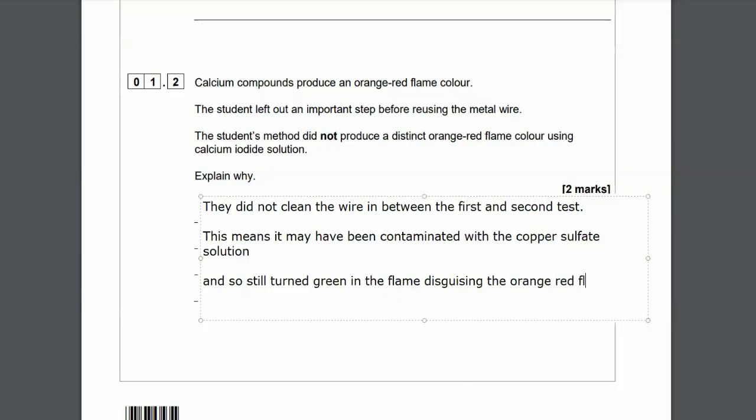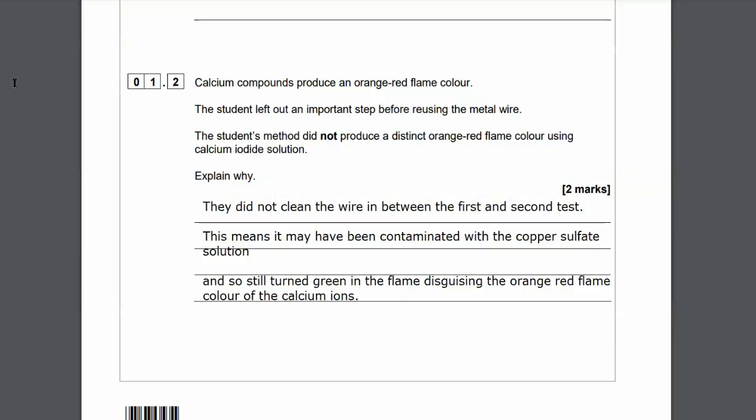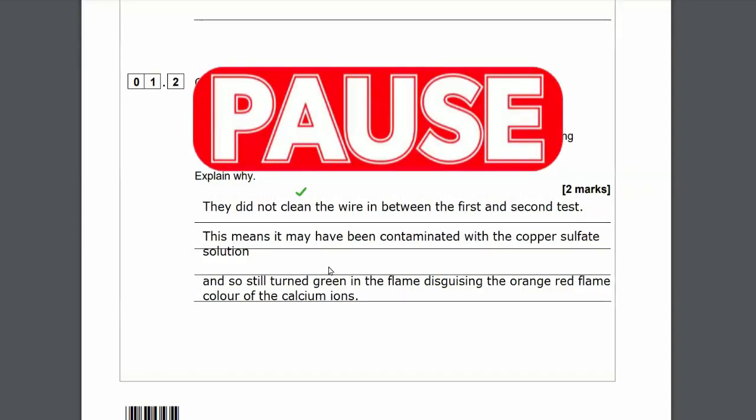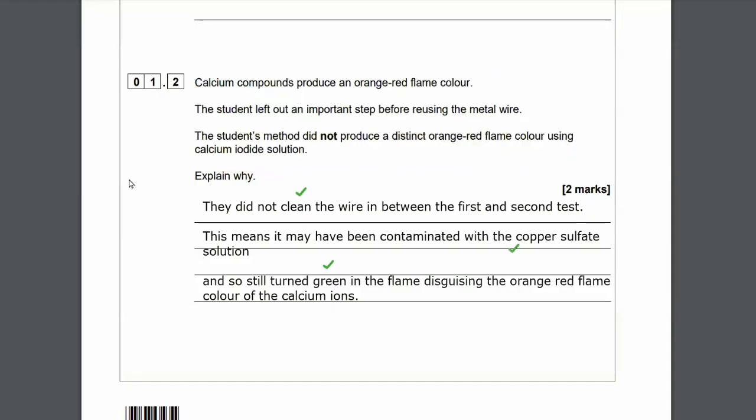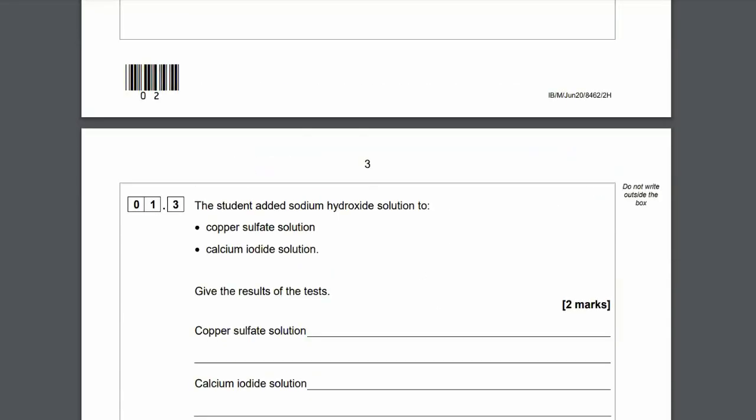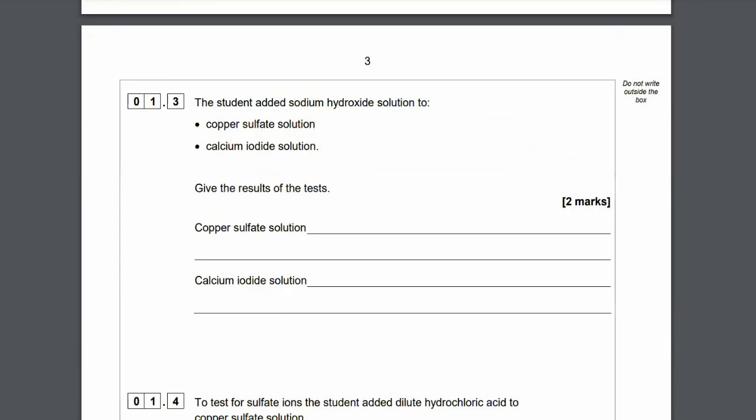Yeah, let's move on. 1.3. Here we go. If you can hear my kids in the background, I'm just trying to rush to get this out. Make sure you pause the video at the start of each question, guys. That's really important, and you have a go yourself.